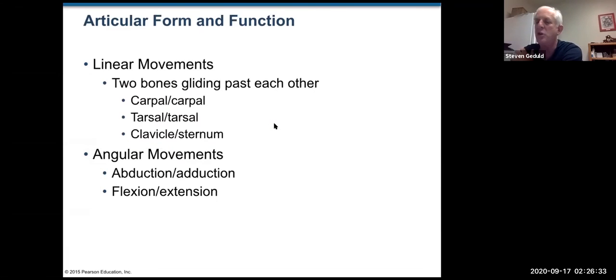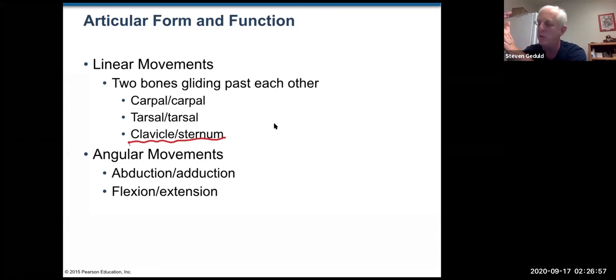Linear movements. Linear movement is when 2 bones glide past one another, like the carpal bones in your hand, the tarsal bones in your foot. Those bones can glide past one another. The clavicle, your collarbone, and your sternum, there's a joint in here, and they can glide past one another. Okay, that's linear movement. They move along a straight line. So they'll be able to slide straight back across each other.